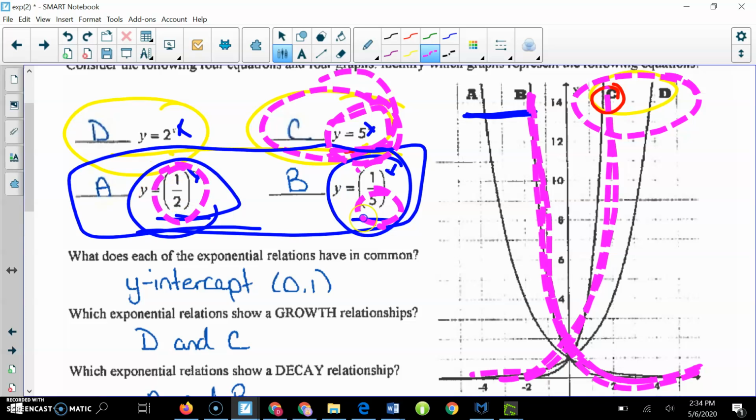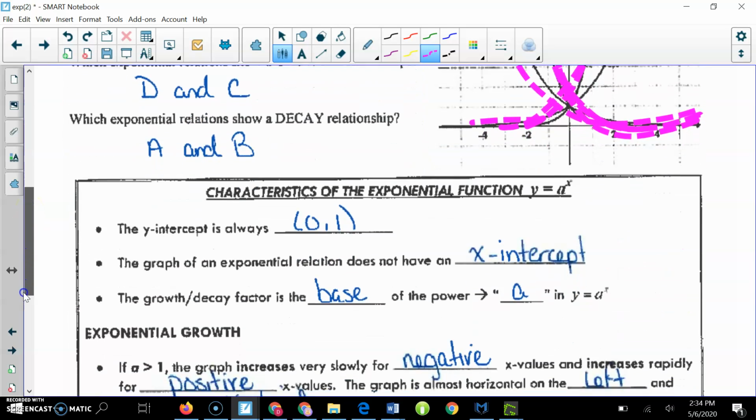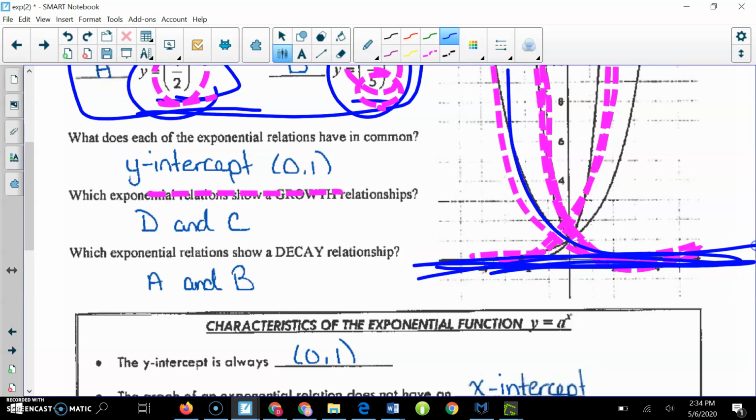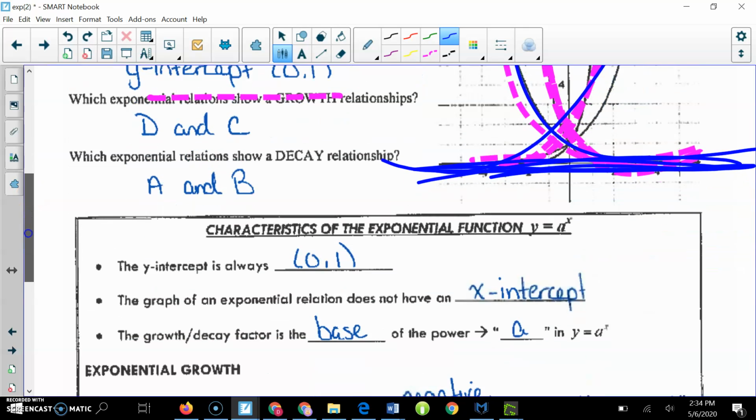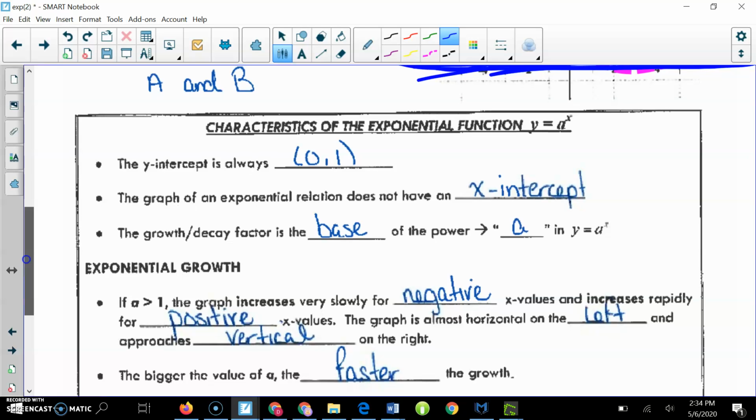And these two guys are decay because they are less than 1, and therefore they have that shape. Okay, they all have the same y-intercept, and again, D and C are growth, and A and B are decay. They intercept 0, 1. They do not have x-intercepts, so my line is horrible here, but they don't cross the x-axis. Okay, they flatten out, but they don't touch. They get smaller and smaller and smaller, but they don't touch. And they have the growth factor, decay factor is the base, and so on.